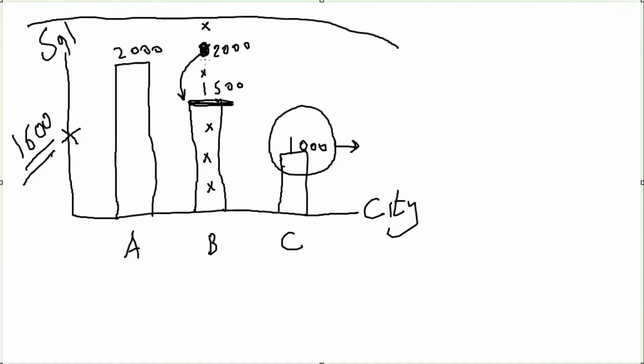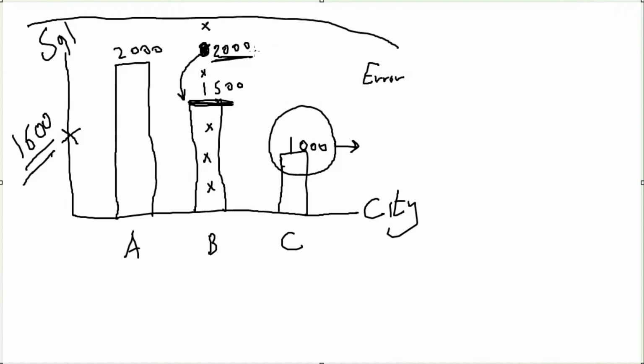According to our model, we expect it to be 1,500. This is our expectation, and this is the actual: 2,000 is the actual, and this is our expectation. So here comes the term error. Let's write it here, error.